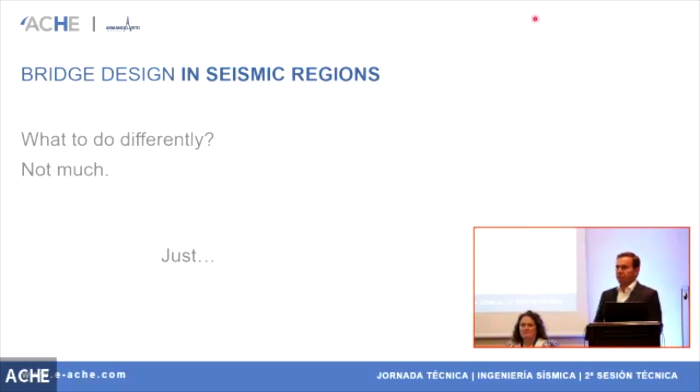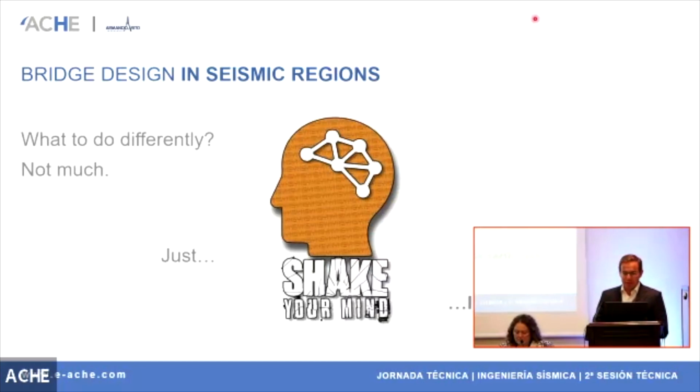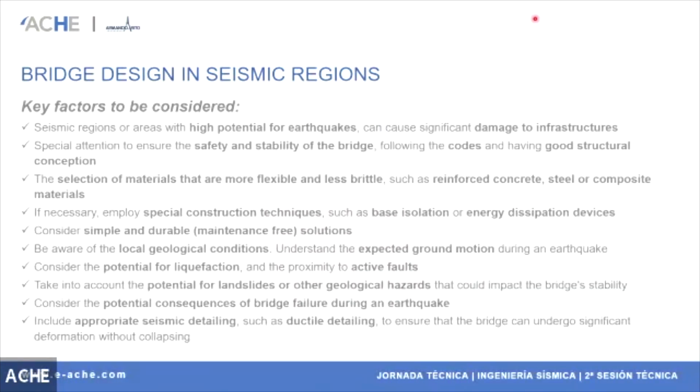Well, in seismic regions, what to do differently? Not really much, just shake your mind like you are in an earthquake and think what you should do differently if you are designing a bridge in a seismic region or not. Some key factors should be considered. Of course, if you have an earthquake, it could cause severe damage to your infrastructure, and you don't want that. So you have to take special attention to the safety and stability of the bridge.